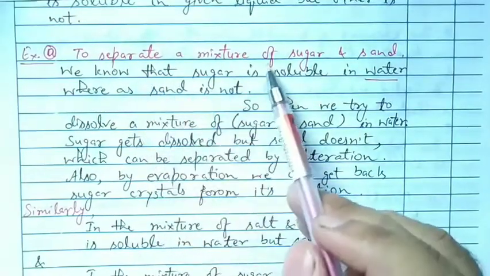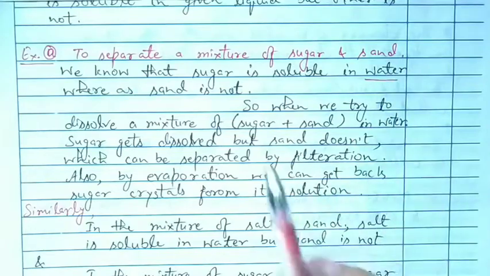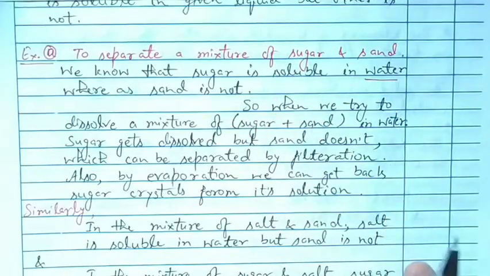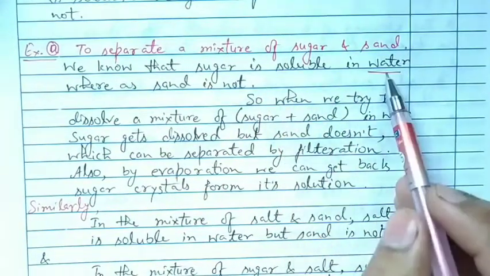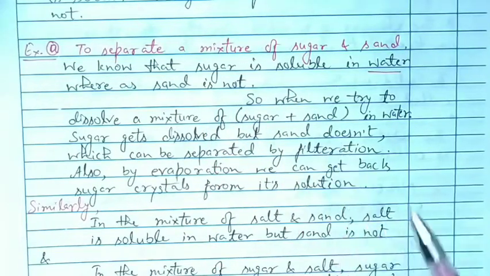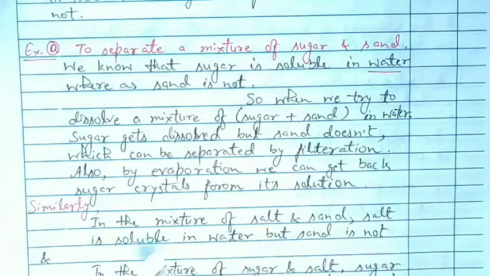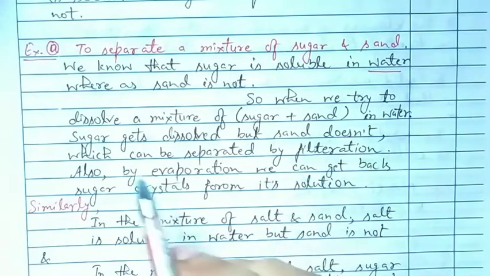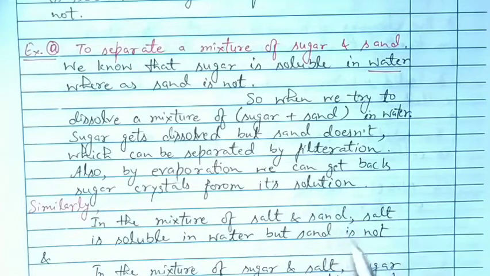To separate a mixture of sugar and sand: if we have a mixture of sugar and sand, and we know that sugar is soluble in water whereas sand is not, then when you dissolve the sugar and sand mixture in water, what will happen? Sugar will get dissolved but sand will not.